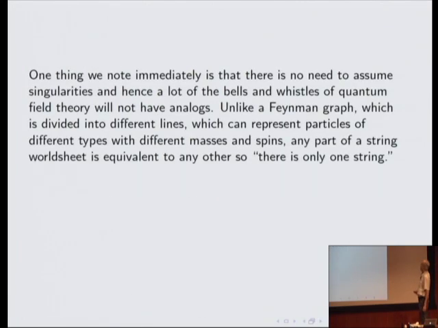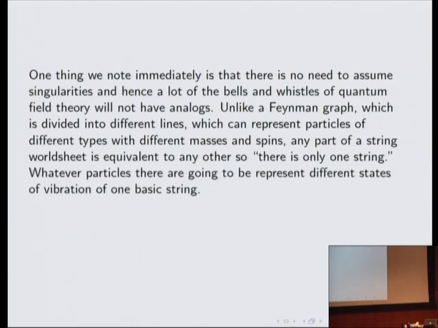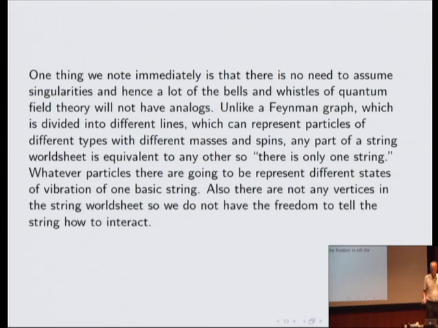And there's only one string. So in a Feynman graph, there are different lines, and that's why you can have different kinds of particles of different types with different masses and spins. But here, there's only one string that was propagating around the world sheet, no matter where you look. So whatever particles there are going to be are going to represent different states of vibration of one basic string.